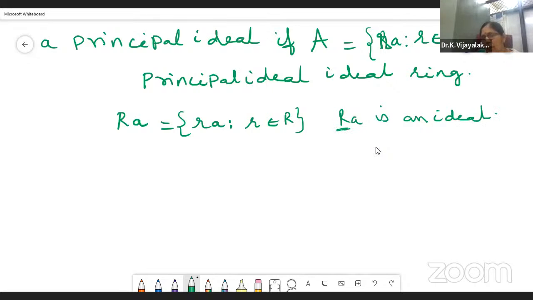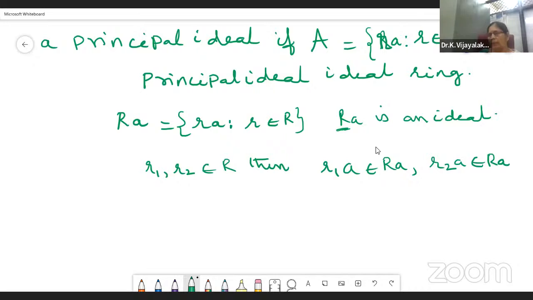What is a capital R? R is a commutative ring. Don't take an ordinary ring. Generally, throughout commutative algebra, we take R as a commutative ring. We restrict ourselves to commutative rings. So you take r1, r2 belongs to R. Then you have r1a belongs to Ra, r2a belongs to Ra.